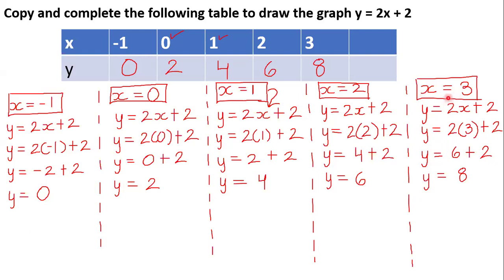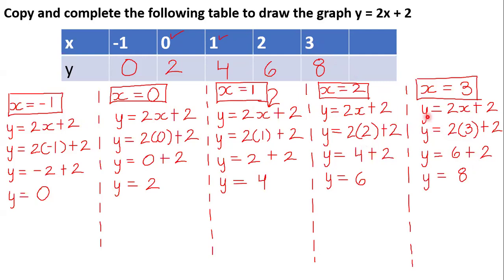Explain how we got x equal to 3. Okay, so the formula we have is y equals 2x plus 2. So you write that out. And then we replace the x with the number given. And then we multiply 2 times 3, which gives us 6. And then we add 6 plus 2 and that gives us 8. So that means that the value of y when x is 3 is 8. And we do the same thing for each one of them: -1, 0, 1, 2, and 3.